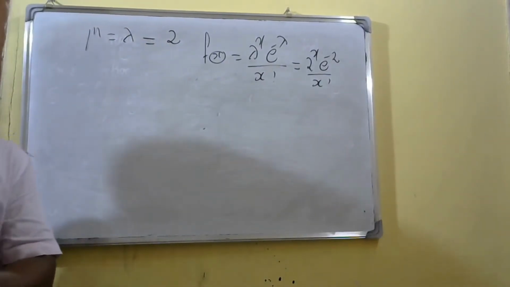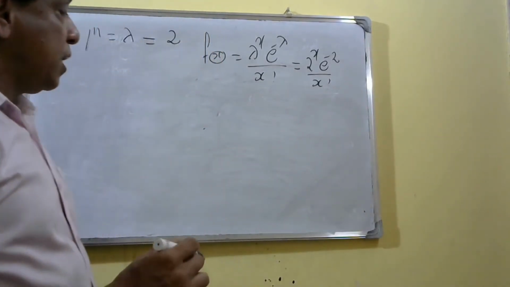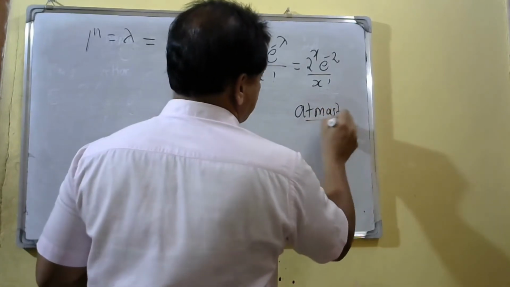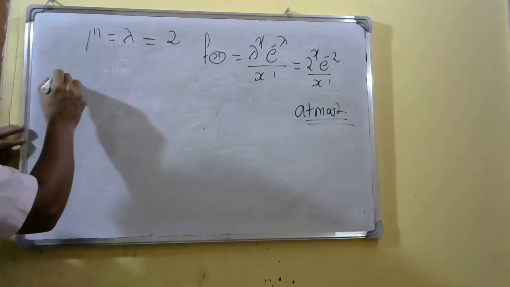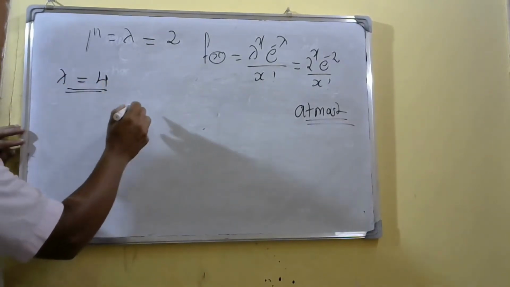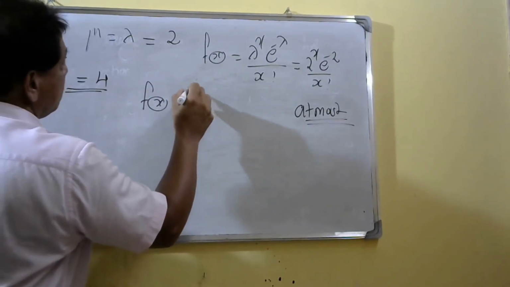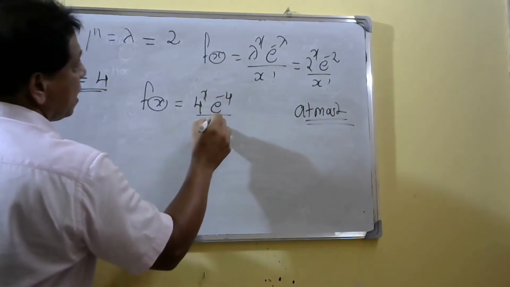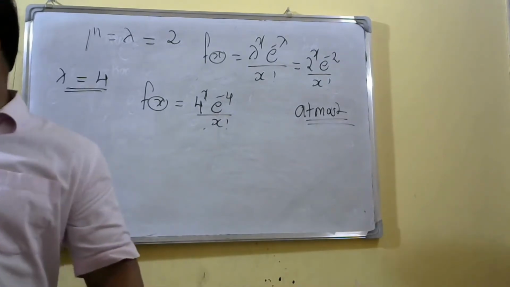Here, we have to find out the probability of at most 3 accidents. At most 3. Very important word, at most. Here we consider a 2 week period. Therefore, lambda is taken as 4, 2 into 2 is equal to 4. Therefore, f of x is equal to 4 raised to x e raised to minus 4 by x factorial.